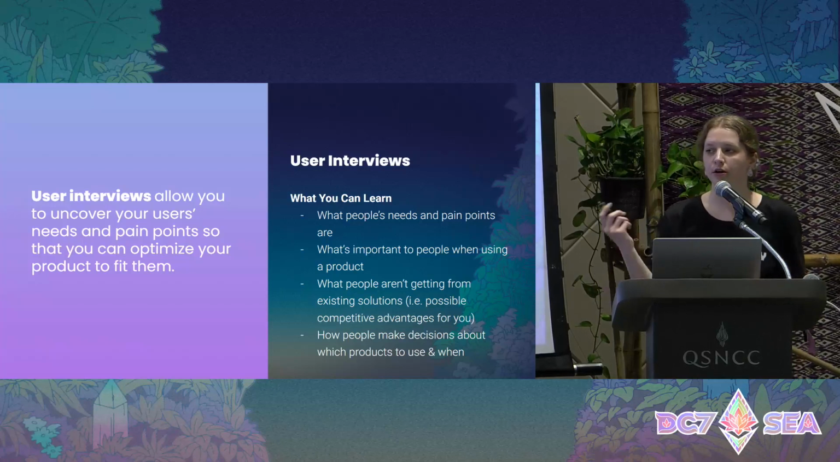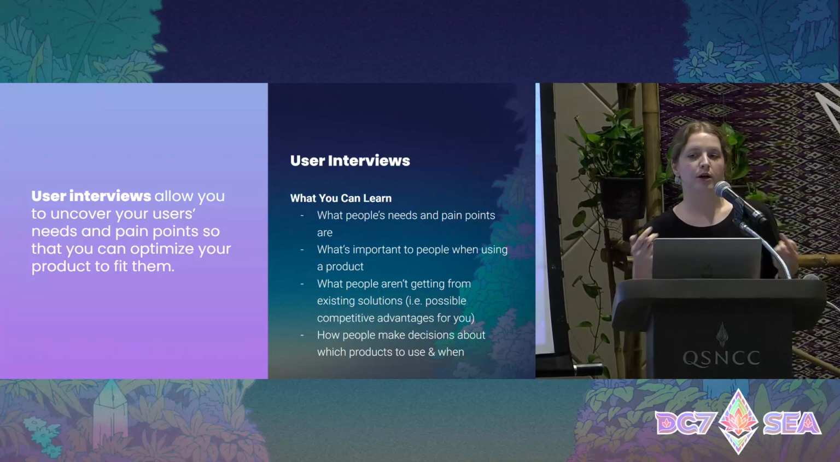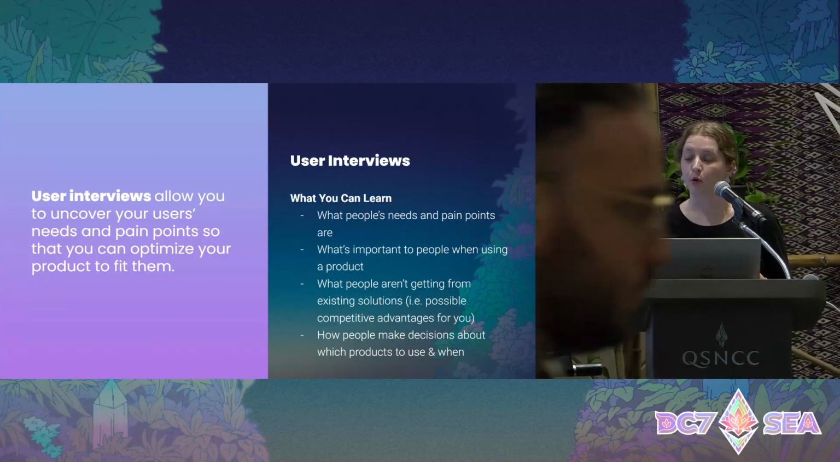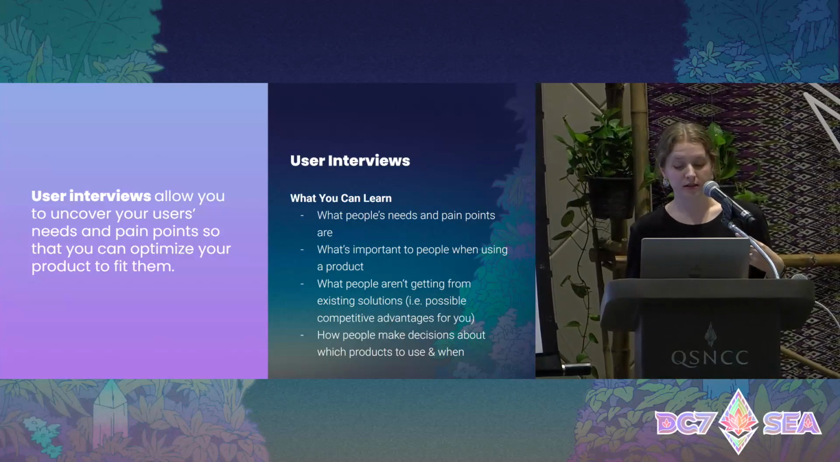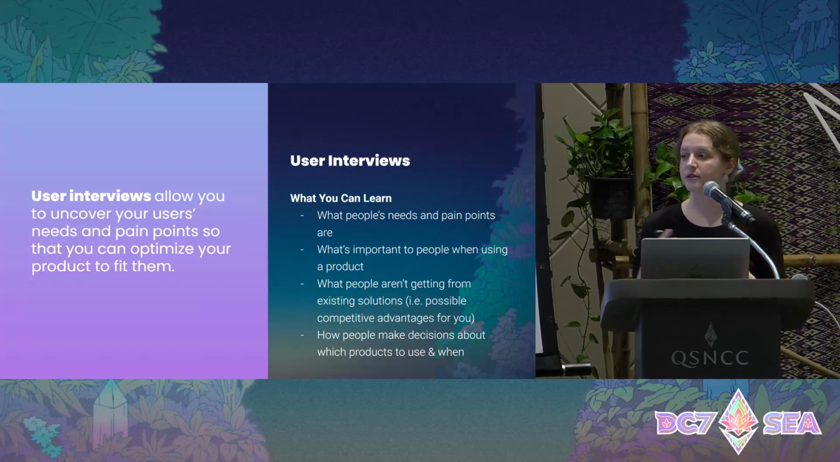What can we learn from a user interview specifically? From an interview, we'll learn what this person's needs and wants are, what's important to them, what people aren't getting from existing solutions that are out there, which could potentially be advantages for you, and then also how people make decisions about which products they use and the trade-offs associated with using different products in Web3.